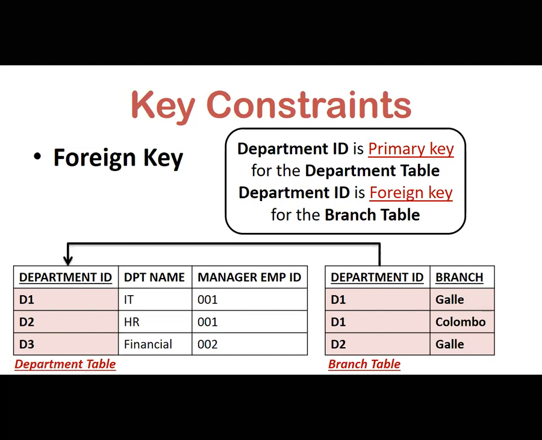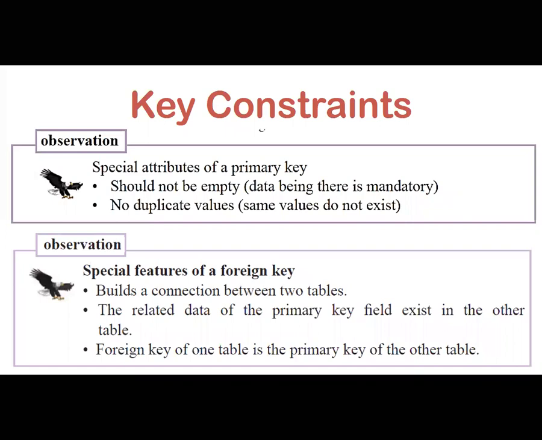Then here we have D3 or D2. So D2 refers to the department, so we have to refer to department. From that we can find out where these branches are. So that's the foreign key.